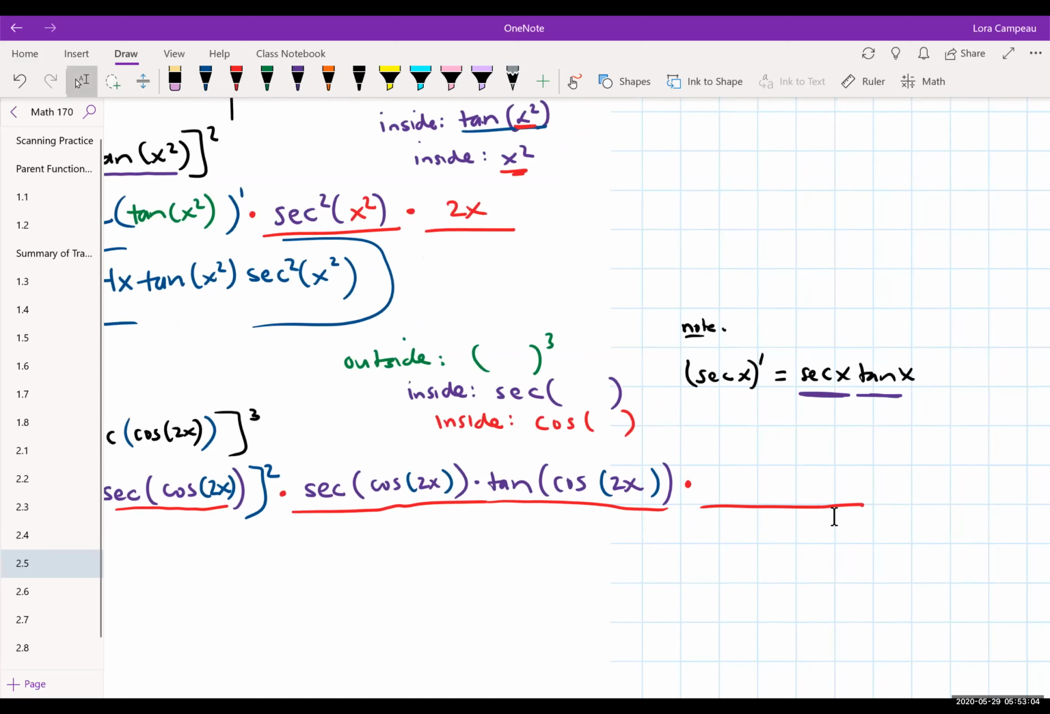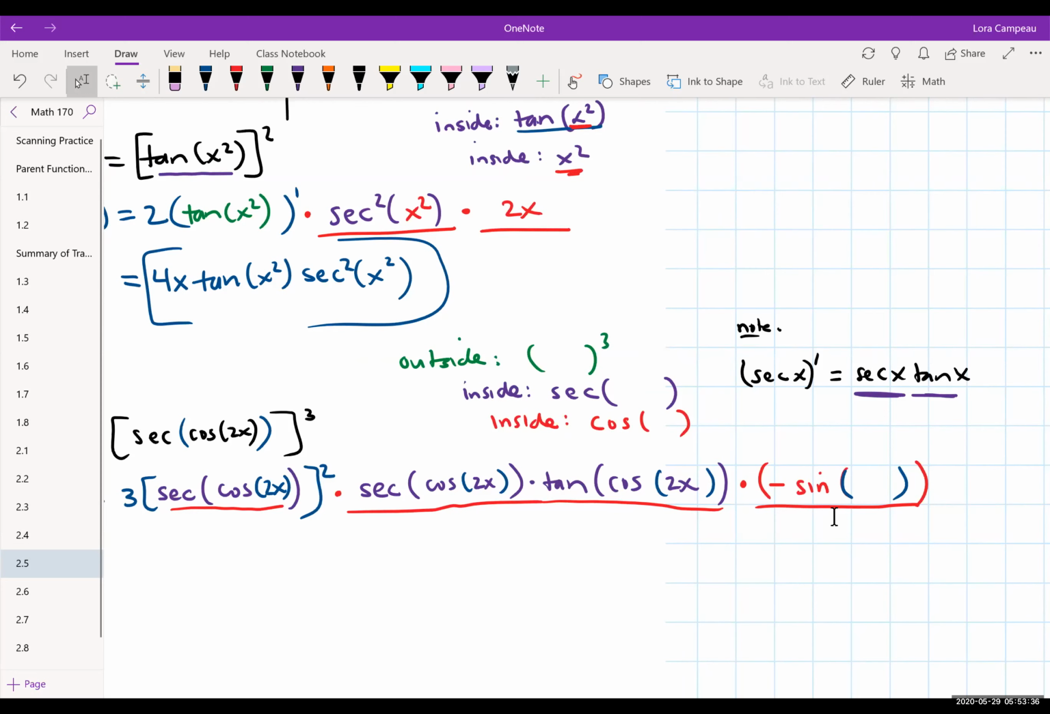So I have to think, okay, what is the derivative of cosine? And we know the derivative of cosine is negative sine. But it's not just negative sine of x, it's negative sine of something. So maybe I'll color code my inner arguments together. And then we have to think about, what was that something? What was the cosine evaluated at? Cosine was at 2x, so the sine should be at 2x.